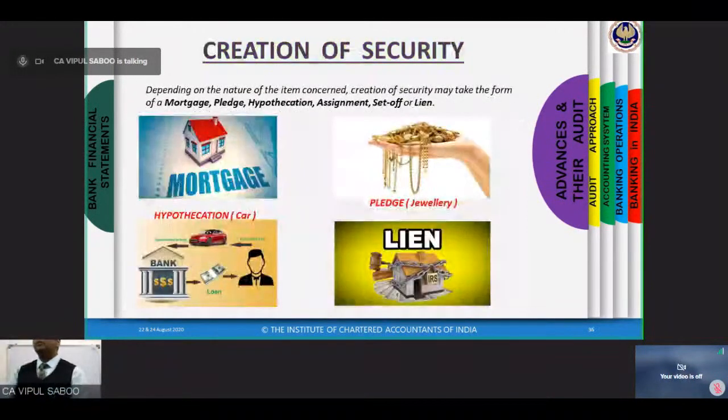So security-wise, two types of loans, priority-wise, priority sector loans and non-priority sector loans. Security-wise, secured loans and unsecured loans. Secured loans are where they ask for the security, they ask for furnishing a security. Unsecured loans are business loans.